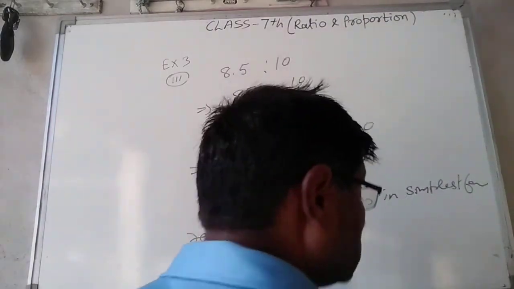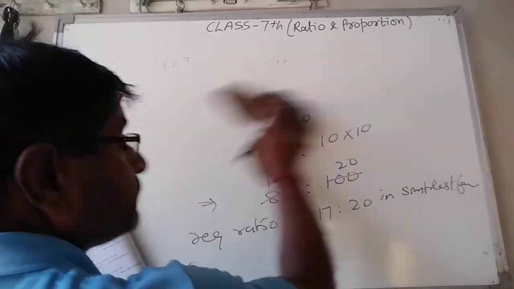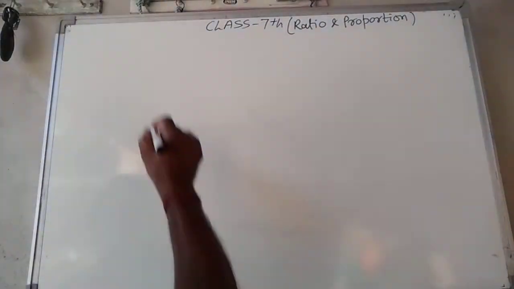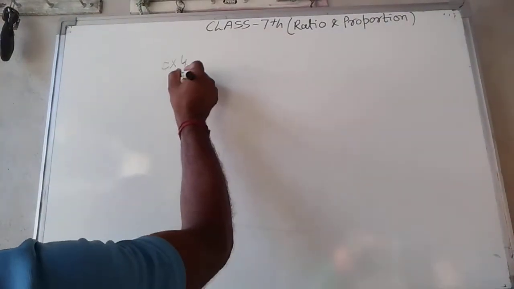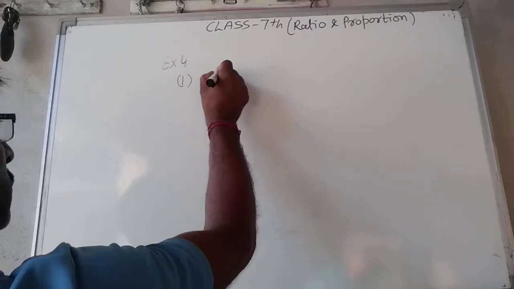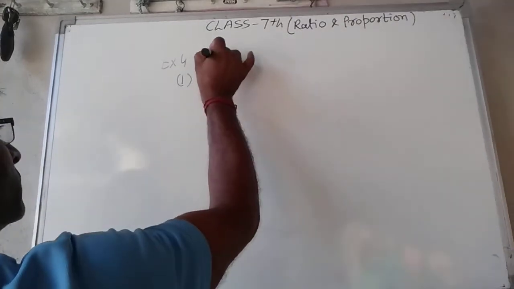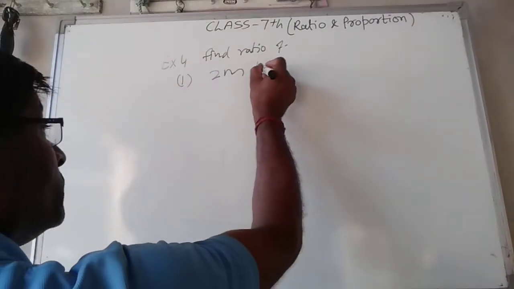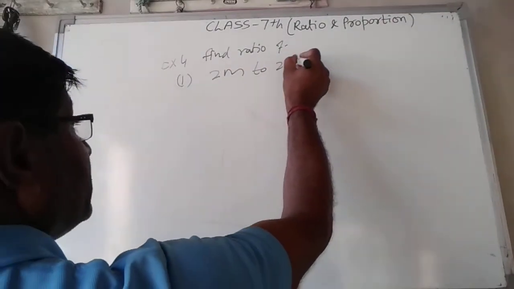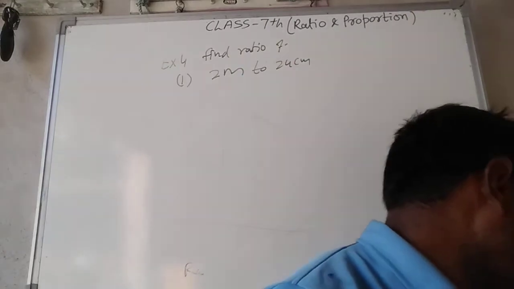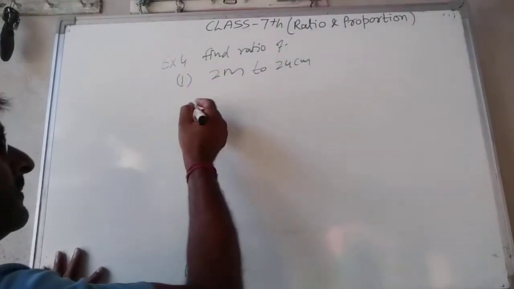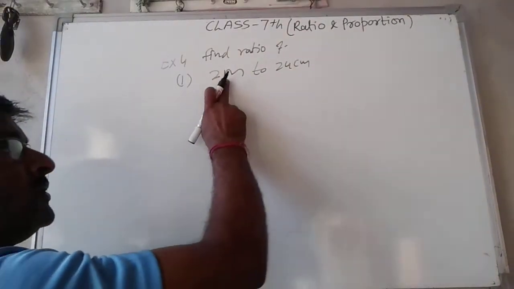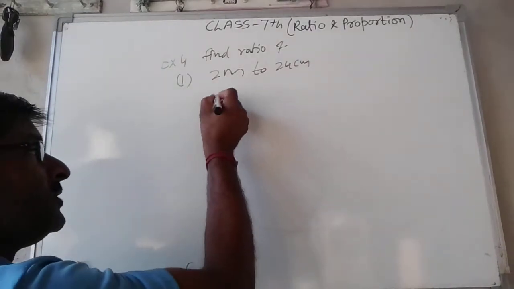Now example number 4. These were the 3 parts of example 3. Example 4 has only one part. Find the ratio of 2 meter to 24 centimeter. You can see both the numbers have different units, so we have to make them the same unit. It is easy to convert the larger unit into the smaller.